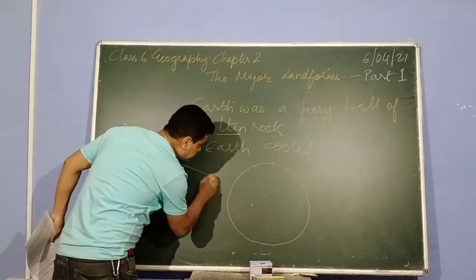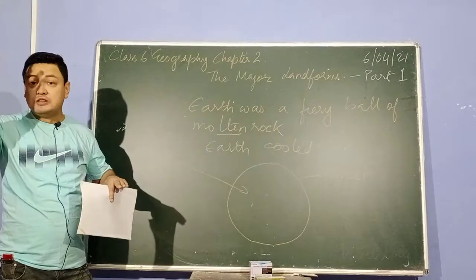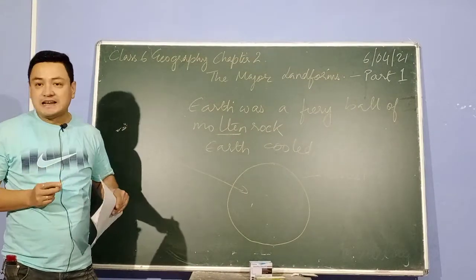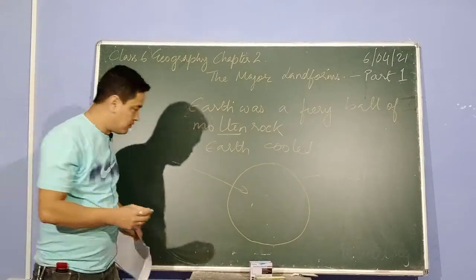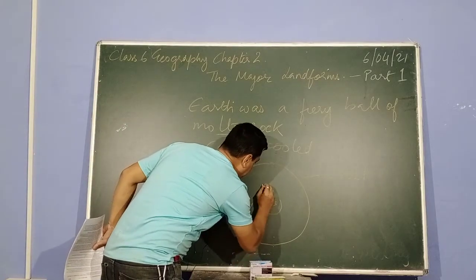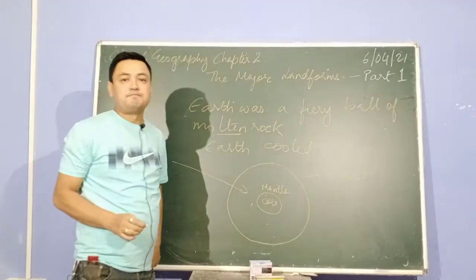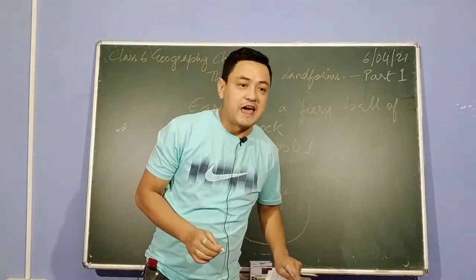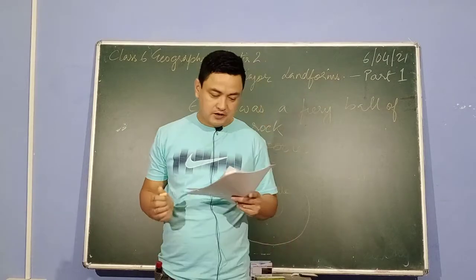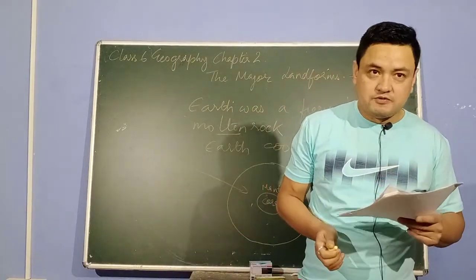While the interior part of the earth got solid into two layers. These layers were called mantle and the core. Remember that. The core is the middle part. And this is called the mantle. And in your book it is written there are two types of mantle. One is interior mantle and one is exterior mantle. Remember that.